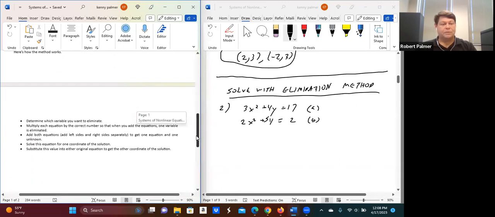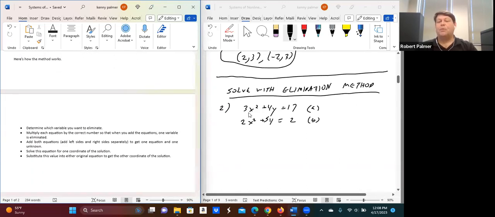So the way this works is you basically pick one variable to eliminate, and that's always up to us. And it's usually best to pick the easiest one. In this case, I'm not sure one is particularly easier than the other. Let's say we want to eliminate x.